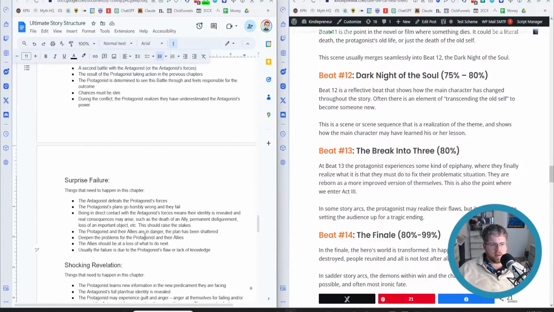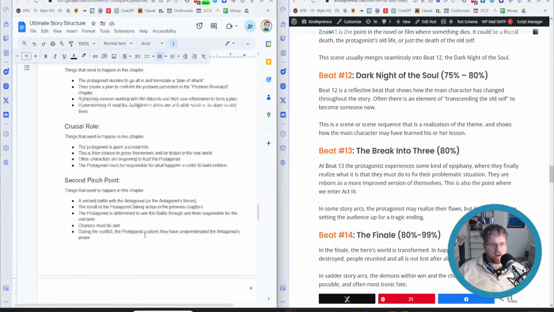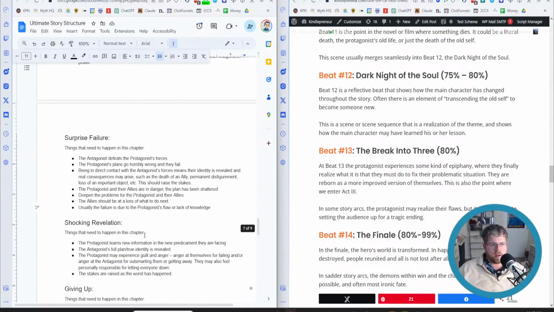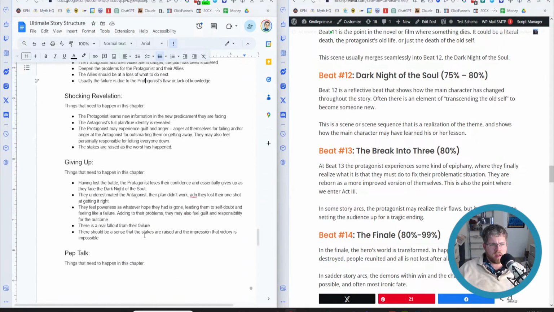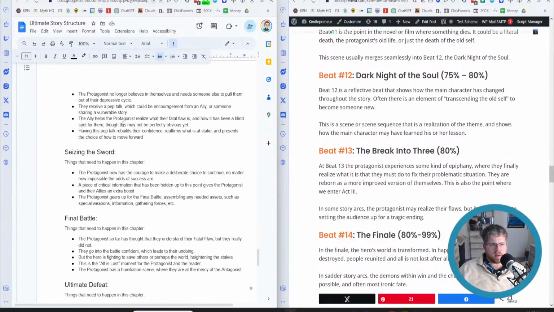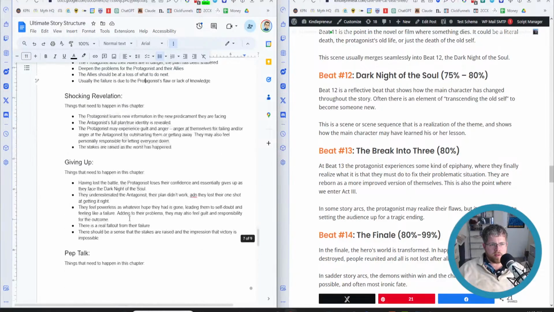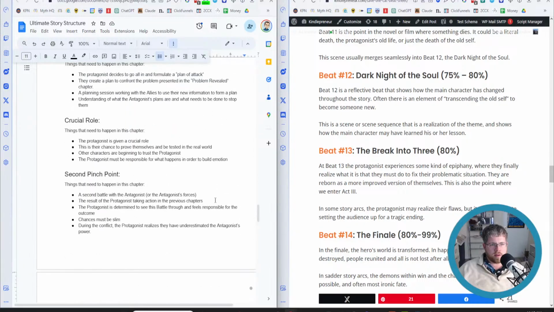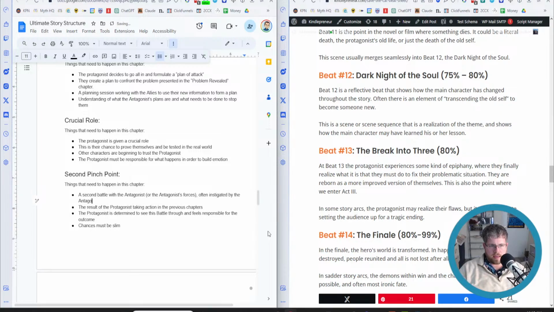Oh, I'm thinking I'm further ahead than we really are. Because this is where the final battle happens. Okay, so one thing I am going to put here for the second pinch point, often instigated by the antagonist, and not, let's say, taking the protagonist by surprise.